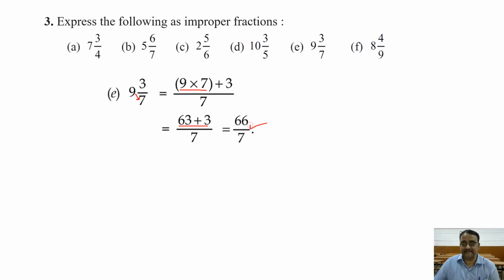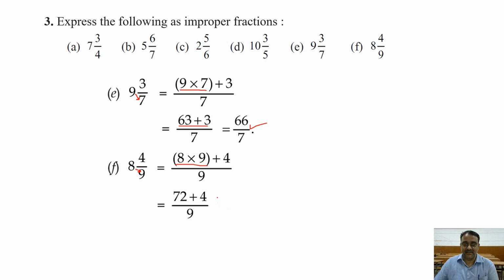66 by 7. Now the last bit 8 4 by 9. So 8 into 9 plus 4 by 9. That is 72 plus 4 by 9. So final answer? 76 by 9. Very good. 76 by 9. So this is question number 3 and the last question of this exercise.